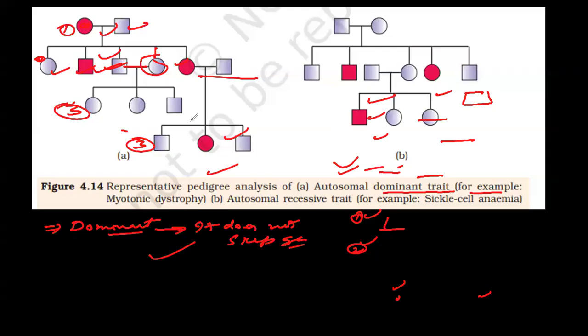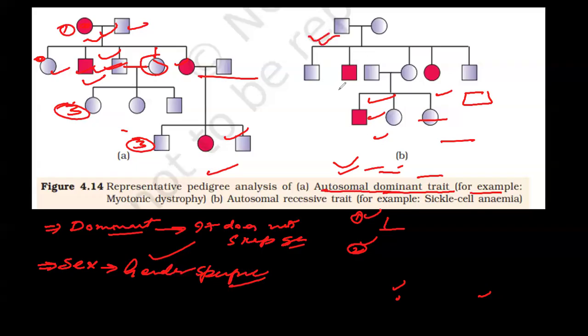Let me tell you about sex-linked only; the other will be autosomal. If it is sex-linked, then it should be gender specific. That means the disease should be present in males only or females only. But here you see female is affected, male is also affected, in any of the generations. So it is not gender specific. That means it is not sex-linked, it is autosomal. So it is autosomal dominant.